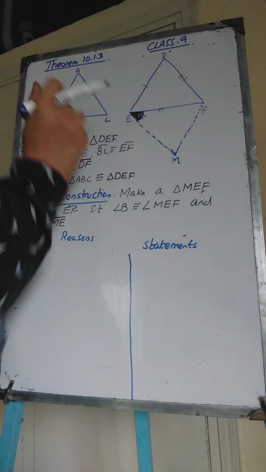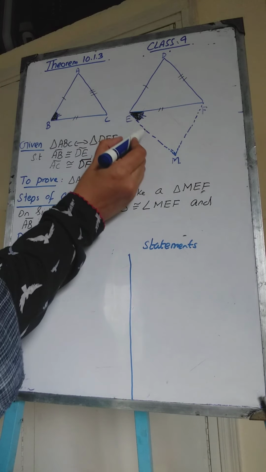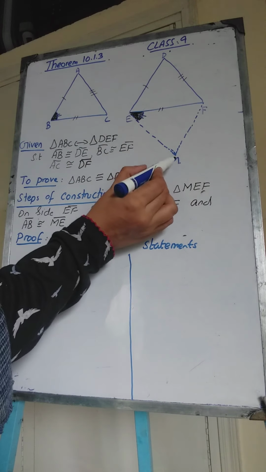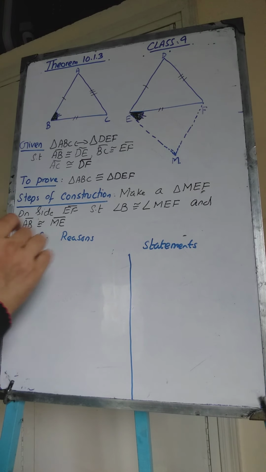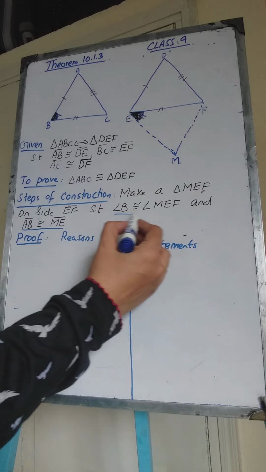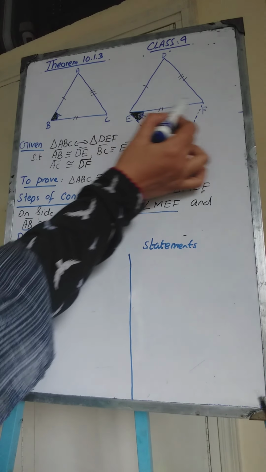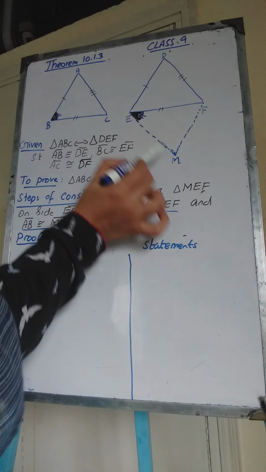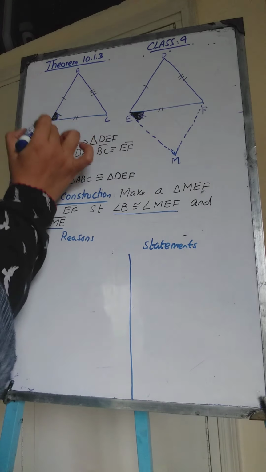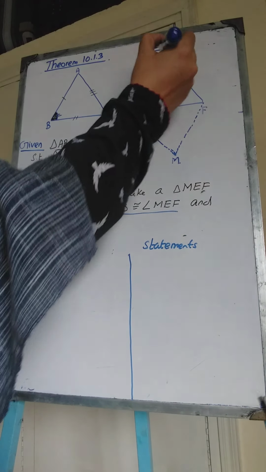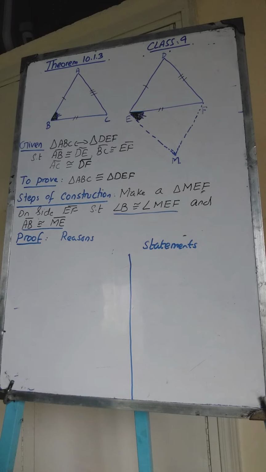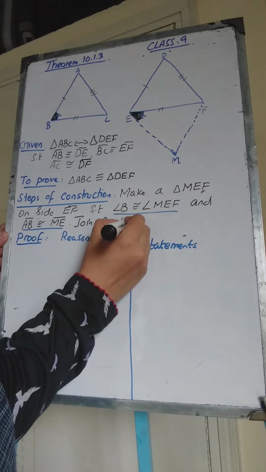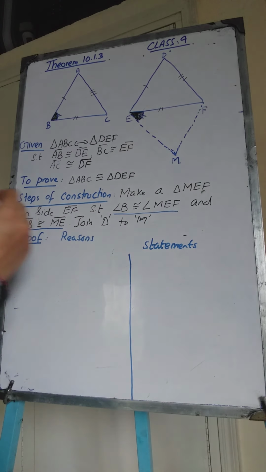Next, you are going to take EM, then you are going to extend this line from E to a point M such that AB and EM are congruent. So AB and ME are congruent, and angle MEF is congruent to angle ABC, or angle B, and the side ME will be congruent to AB. Then you join M to F. And one more thing that you need to do in the construction is also join D to M.